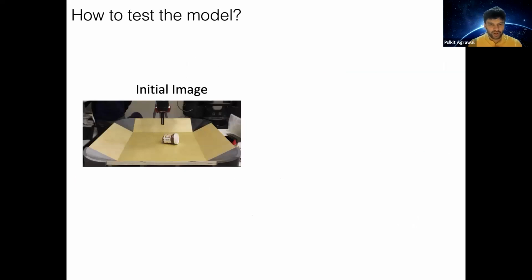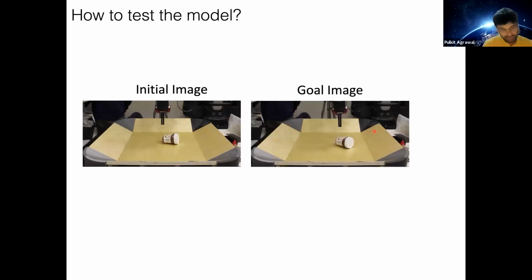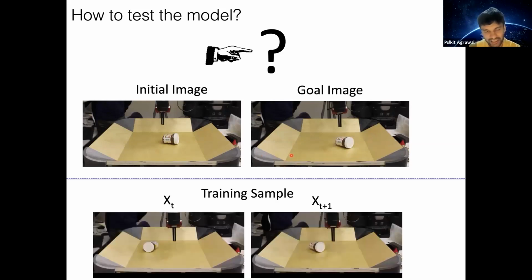Okay, so how should we go about testing the model? One thing I can do is take this initial image and a goal image, and ask what is the action I need to predict. However, if my initial image and goal image look very similar to my training data set, then even if I can perform this task, it wouldn't really tell me much, because I could just have overfit to my training data set. So to know if you have learned a good model, we would like to generalize to scenarios that we might not have seen in the training set.